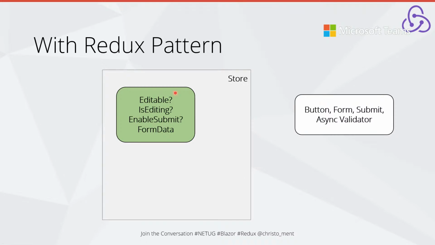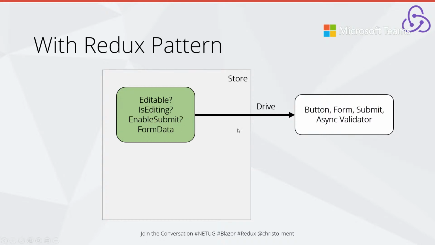This state over here will solely drive the view. If it's editable, then we show the button. If it's editing, we show the form. And if enable submit is true, then we will enable the submit button.